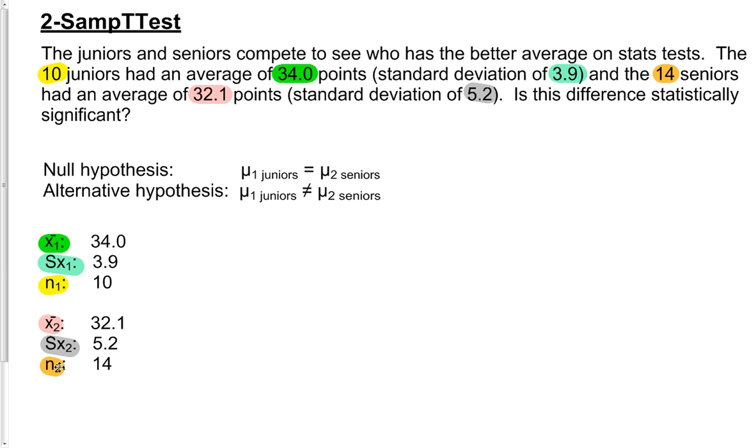Now, it does not make a difference which one you pick to be 1 and which one you pick to be 2. I typically pick 1 to be the first one I read in the problem. So if I read about the juniors first, I decided to make them sample 1. If there's another logical way that you keep track of things, that's fine. It really doesn't make a difference as long as you are consistent with how you write your hypotheses.